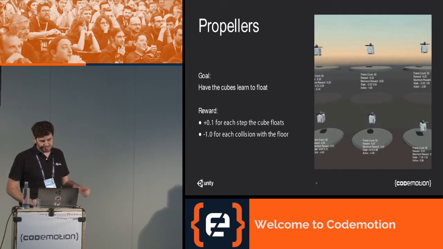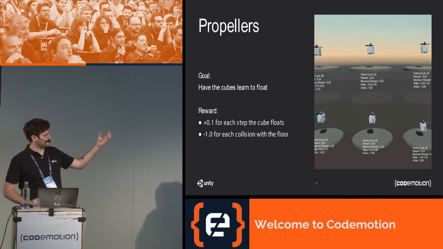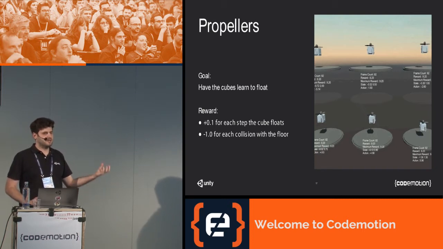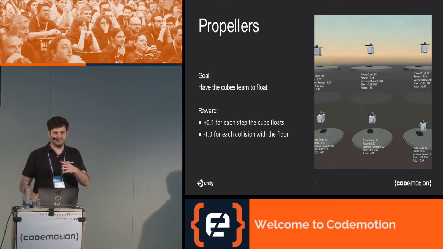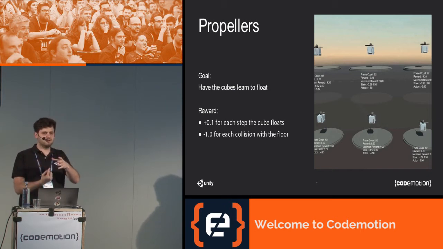This one is one that I made. It's a very simple one. It was my first experiment. So the idea here was that these cubes with propellers on top, they fall down with gravity, and they have to learn to stay afloat. So here the only input that the cubes have is to produce a push upwards. So they fall down, and they have to learn how much they have to push to stay afloat.